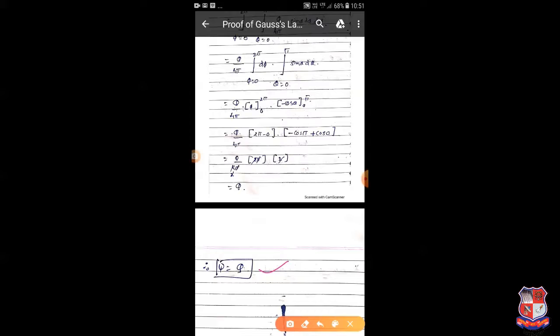So what is the statement of your Gauss law? The statement of Gauss law is: the electric flux passing through any closed surface is equal to the total charge enclosed by that surface. Here we proved that the electric flux psi is equal to the total charge Q.